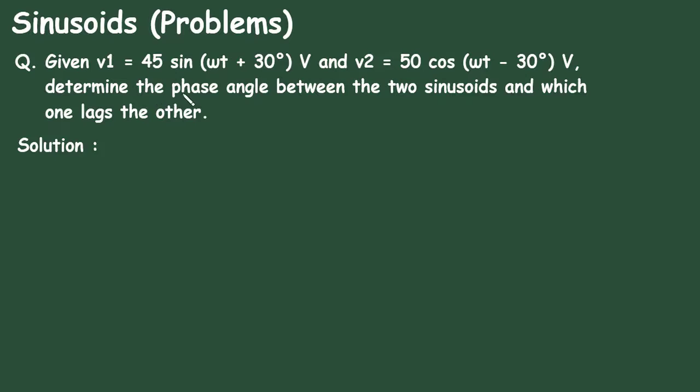So here in this problem, there are a total of two voltages given. These are sinusoidal voltages and we have to determine the phase angle between them, and also determine which one lags the other. First of all, we will write what is given. So let's copy this directly. This is V1 and this is V2.